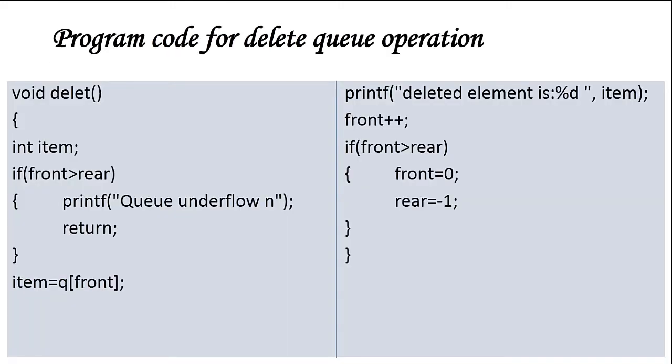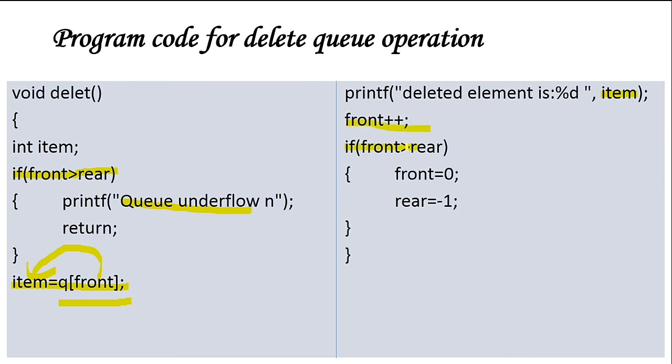So how can I write the program for the delete queue operation? Now this is very simple. If front is greater than rear, then display queue underflow. Otherwise, what you need to do? You need to make item point to queue of front. Whatever is there in queue of front, that you need to delete, right? So queue of front, you are going to store in a variable called item, and display the deleted element as item, right? Next, increment the front pointer by 1.